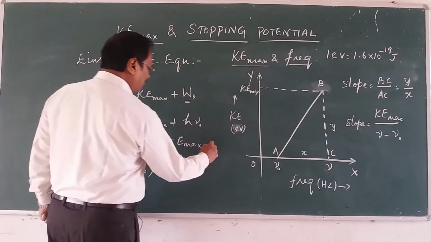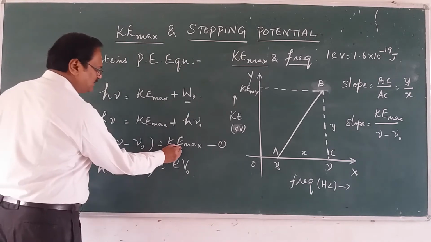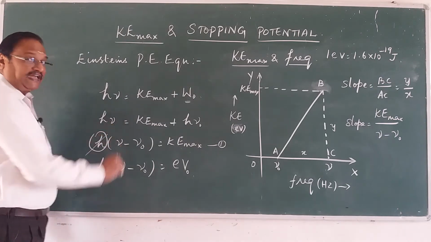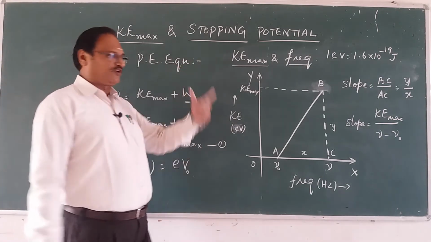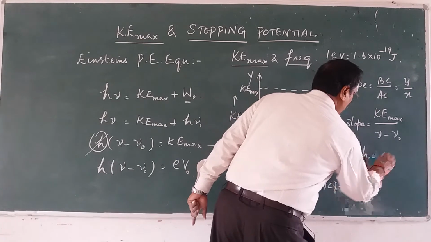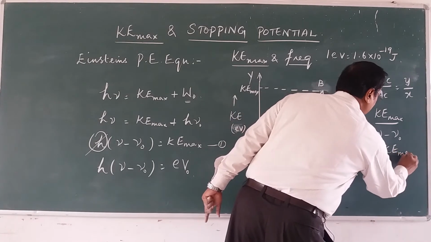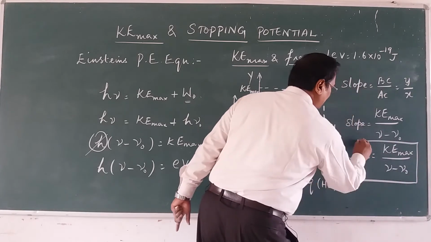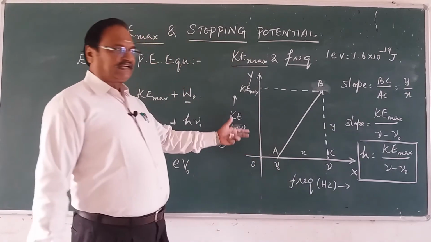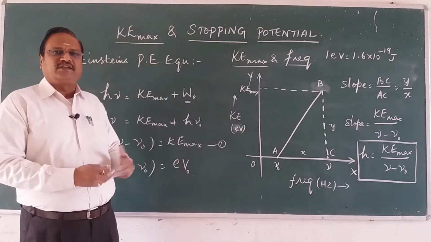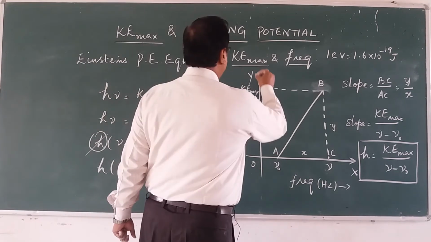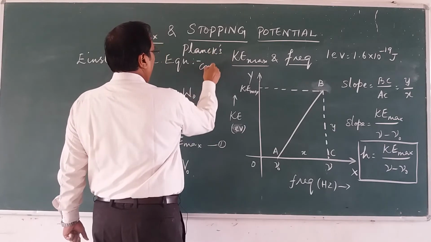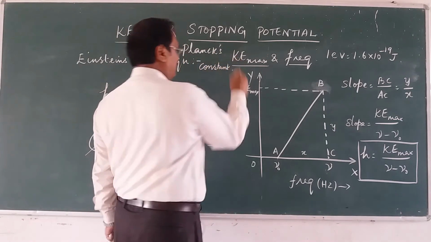So what is kinetic energy maximum upon nu minus nu naught? Let us come to this equation, call this equation 1. Kinetic energy maximum divided by nu minus nu naught is going to give you h. What is h? It's Planck's constant. We can simply say Planck's constant is given by kinetic energy maximum divided by nu minus nu naught. This is one of the uses of the graph which we have drawn. We can get the value of Planck's constant from this graph. I hope you understand this.